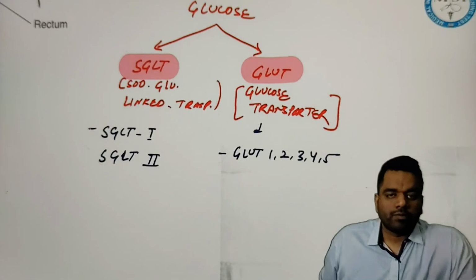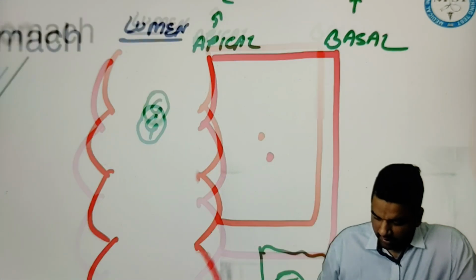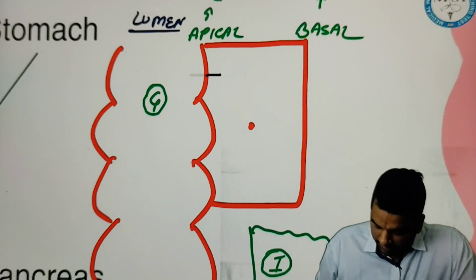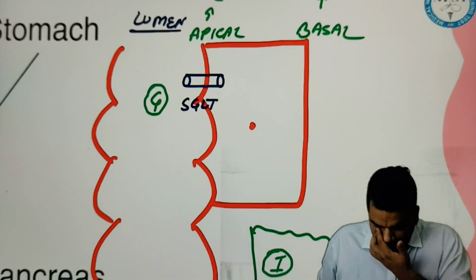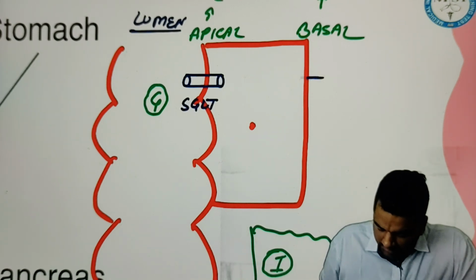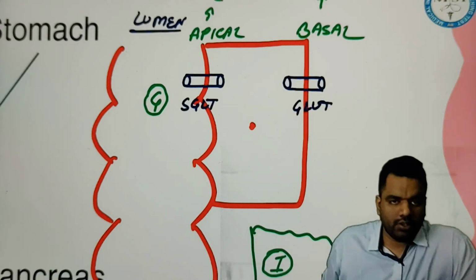Now please pay attention. First of all, this glucose needs to cross the apical wall, and this apical wall contains a channel over here, and this channel we call SGLT. Another channel is present over here on the basal wall, and this channel we call GLUT.